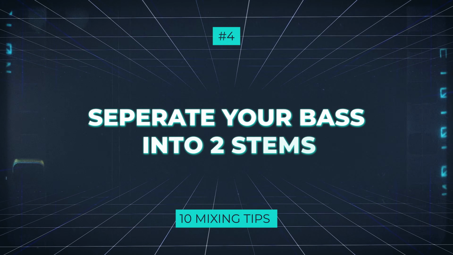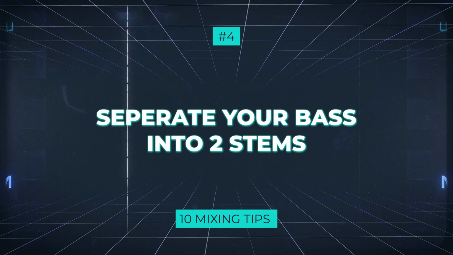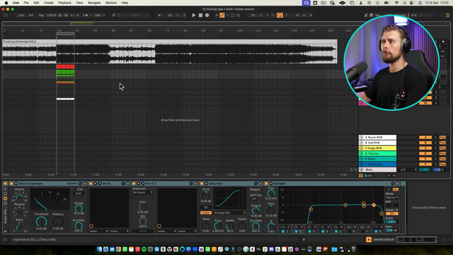For tip number 4, we're moving into one of the things that I can truly say was a pivotal point in my productions. I can see a clear line of my productions before I knew about this and after, and I preach this to all the people that I teach. And it is simply to separate your bass into 2 stems so that you have a separate and dedicated sub bass. Let's listen to it first, and then we'll go into tweaking this to have a separate sub bass.